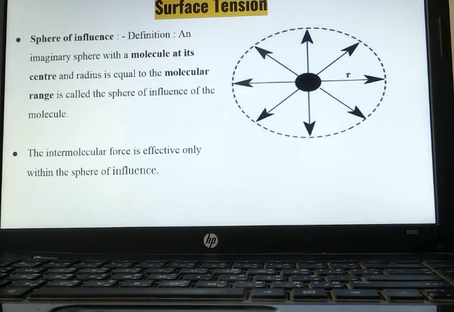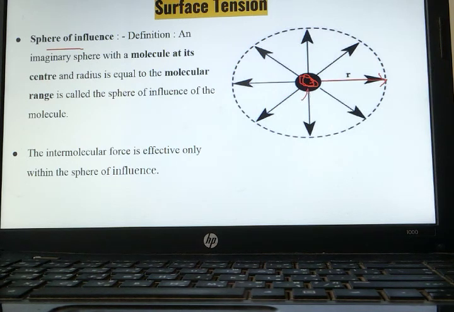Sphere of influence. If we are taking molecular range, take for example, a molecule is over here. Taking this molecular range as radius, if we draw an imaginary sphere, this sphere is called the sphere of influence. What does it state?